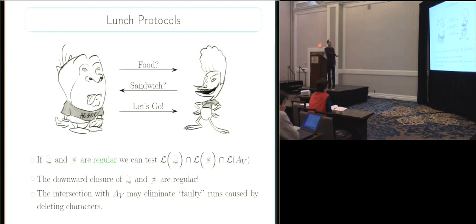So if we can eliminate all the dodgy runs we introduced by taking the downward closure, we get a general algorithm for reasoning about the whole thing. So that's a basic idea of how you might use the downward closure if you can compute it.